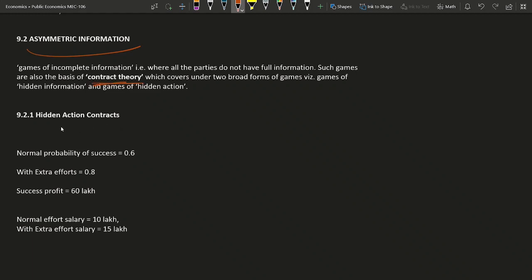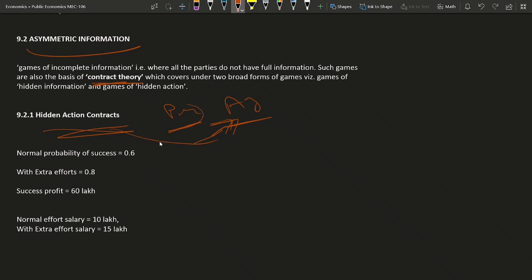So what are the hidden action contracts when there is a principal and an agent, and the principal doesn't have any proper method to supervise the agent or the efforts of the agent? Then this asymmetric information problem comes up, or the hidden actions of the agents. So the principal wants to make sure that the agents put in effort even without the supervision of the principal.